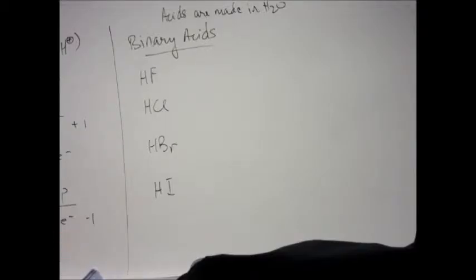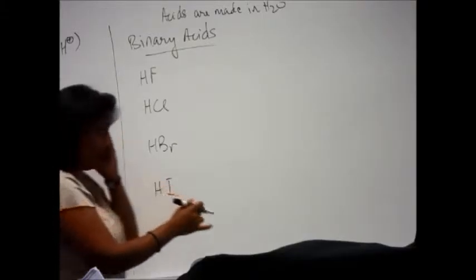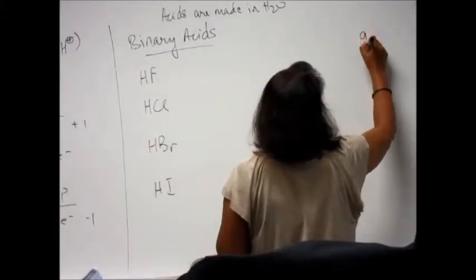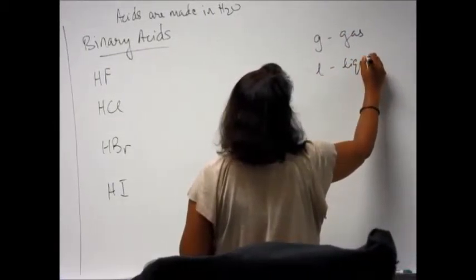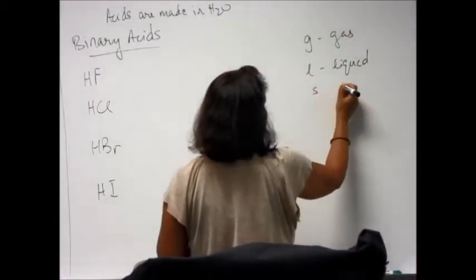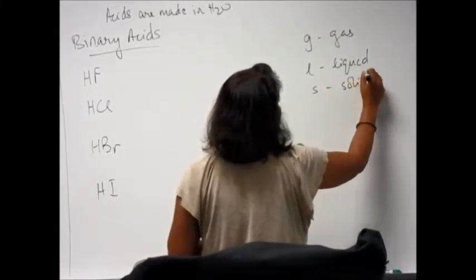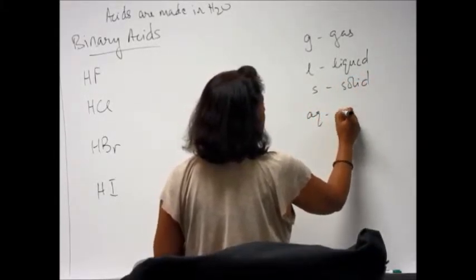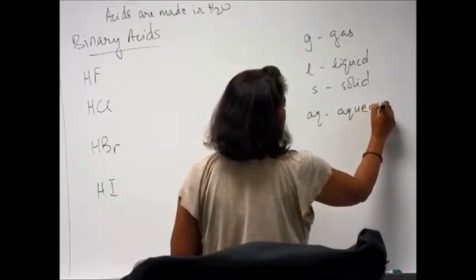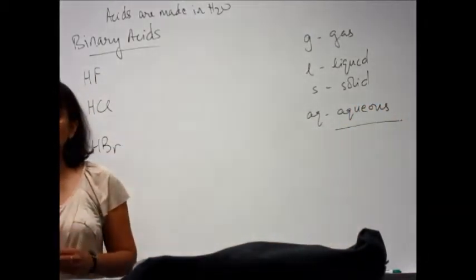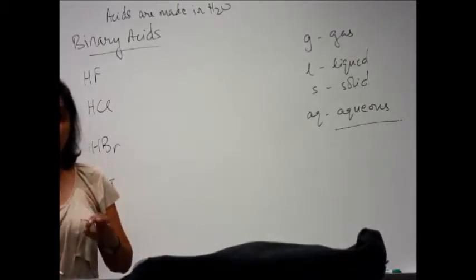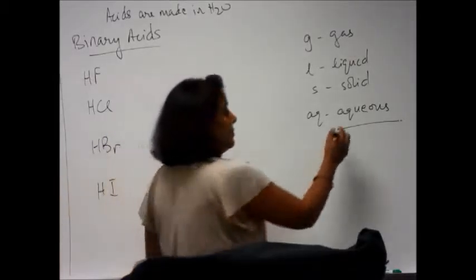So for those, we use simple indicators. Let me see if I can get that over here. So G for gas, L for liquid, S for solid, and then we also have AQ for aqueous. And aqueous means something that is dissolved in water. So it's a solution, but very specifically made in water.